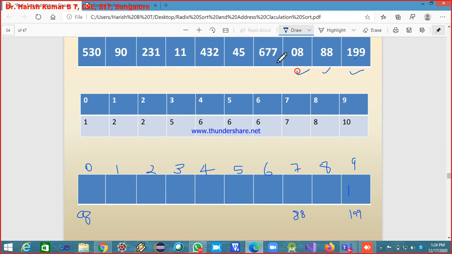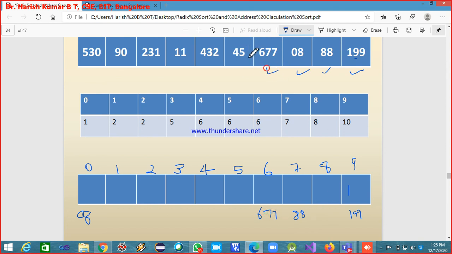Now I take 677. So the tens place I have is 7. When I examine this 7, it is 7 here. The cumulative count is 7. 7 minus 1 is 6. Now 677 takes the position 6. Next, this is also done.